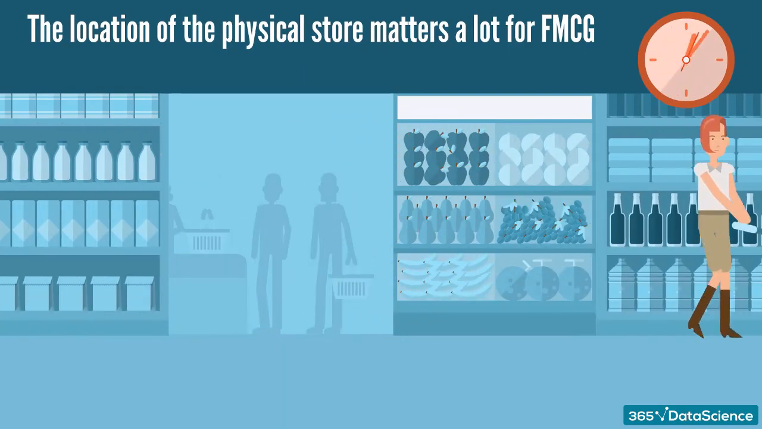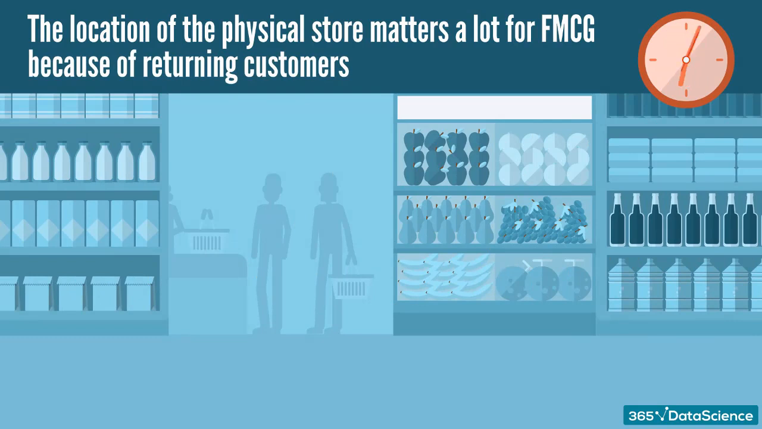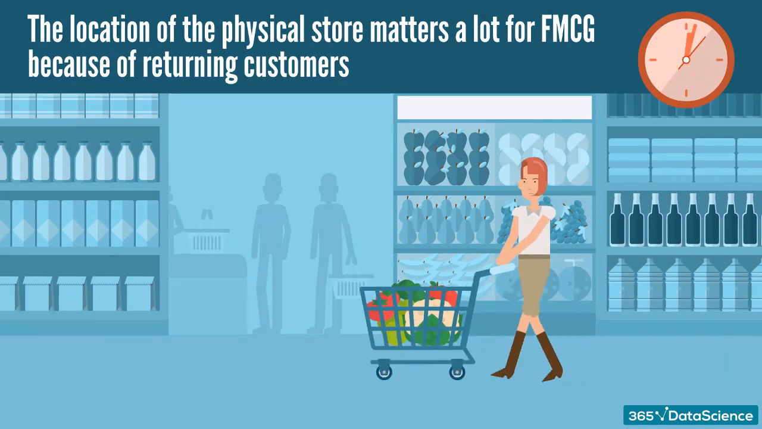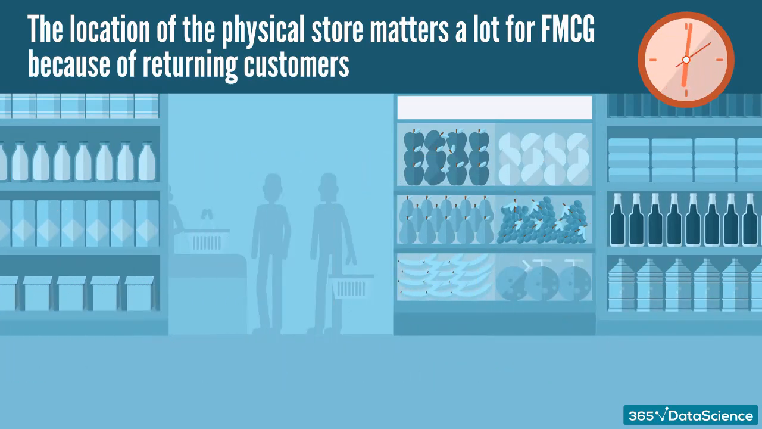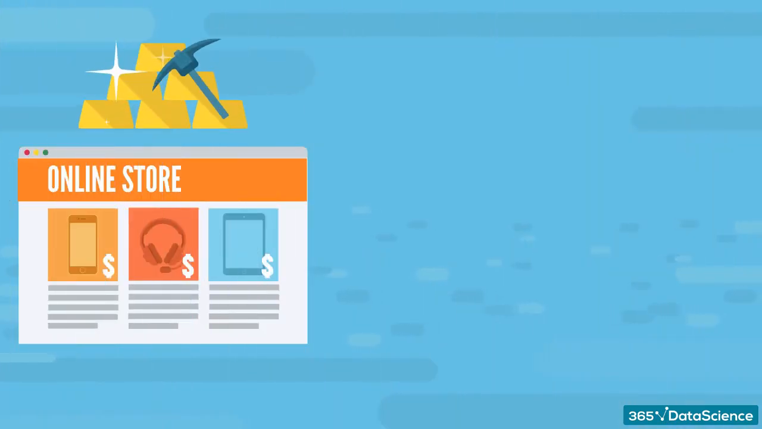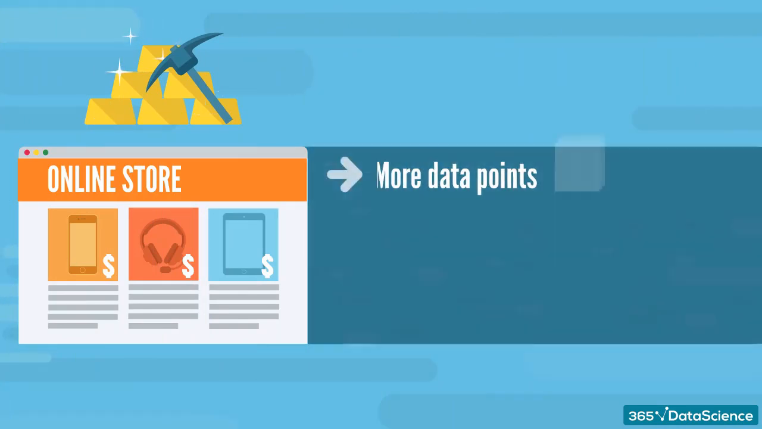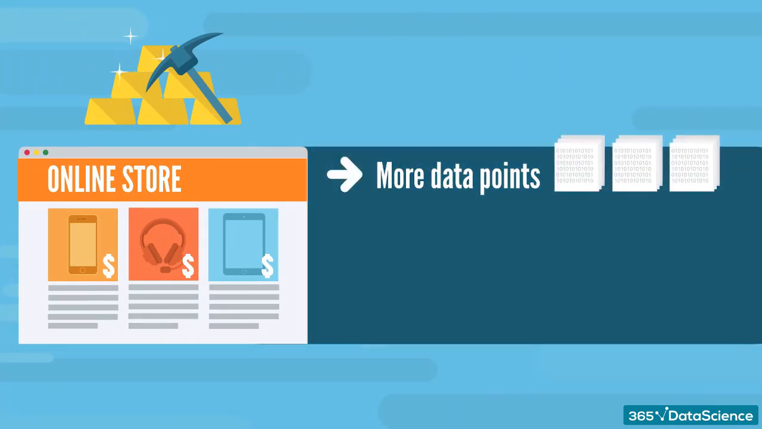Therefore, we usually expect a lot of returning customers going to a physical store, usually people that live nearby. Okay, due to the much higher concentration of data in online stores, when it comes to data science, online stores are a goldmine compared to physical stores. Not only have we got more data points, but we also have much more diverse data about every customer.